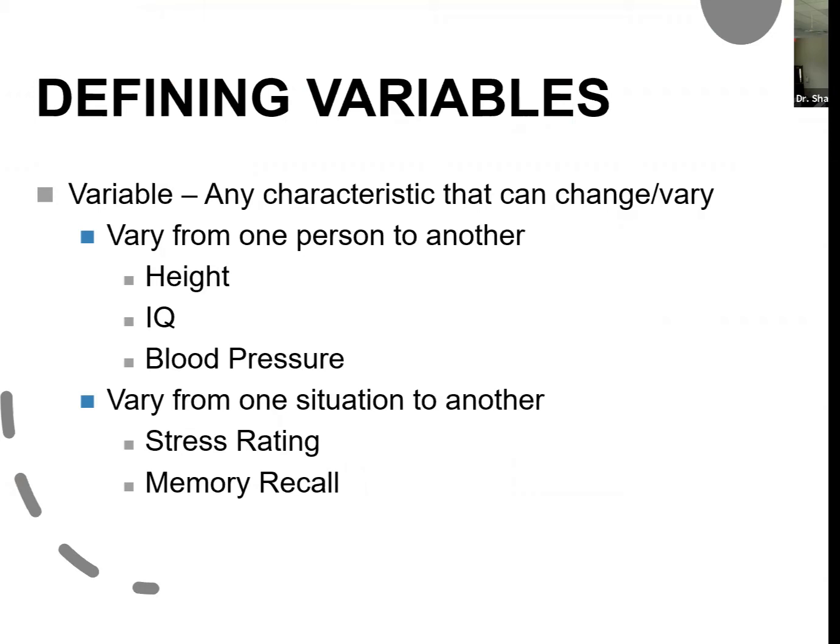Now, what is a variable? A variable is any characteristic that can change, say, for instance, over different people, or it can change from one situation to the other. So generally, these are characteristics that will vary. Let's think about a couple of examples. We can have, for instance, height, IQ, blood pressure. We can also have other characteristics that can vary from one situation to the next.